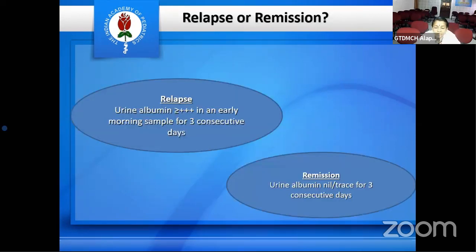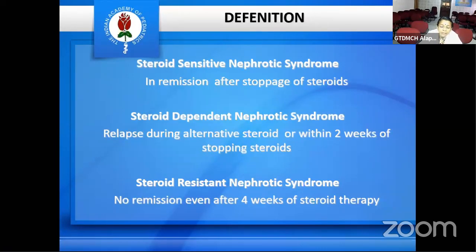And there are certain definitions following treatment. What is relapse? Relapse is urine albumin 3+ or more in early morning sample for 3 consecutive days. Remission means urine albumin nil or trace for 3 consecutive days. Steroid sensitive nephrotic syndrome is remission after stoppage of steroids. That is, the child is urine albumin free for 3 days.